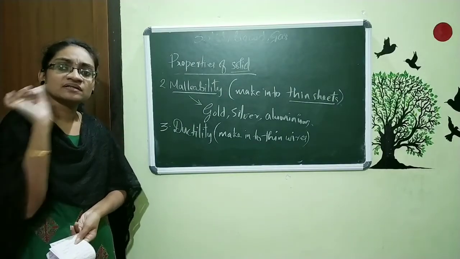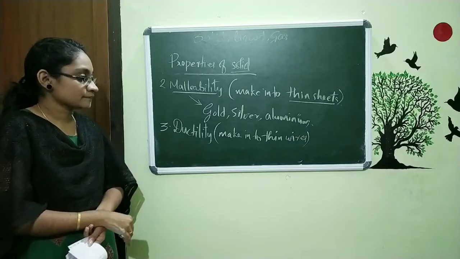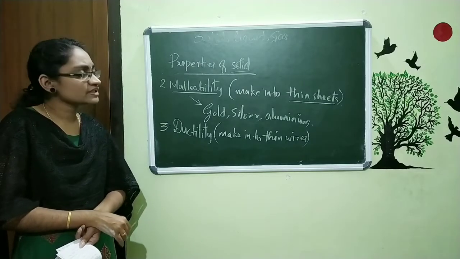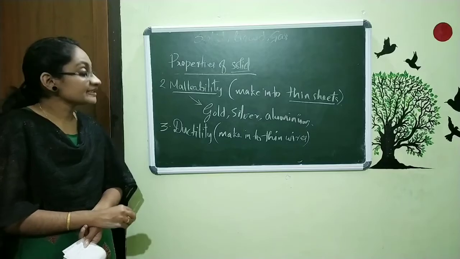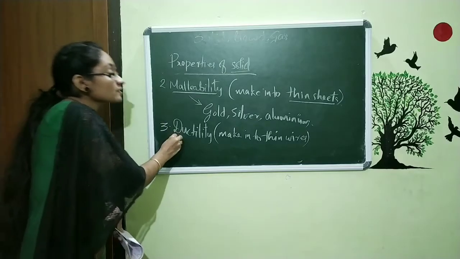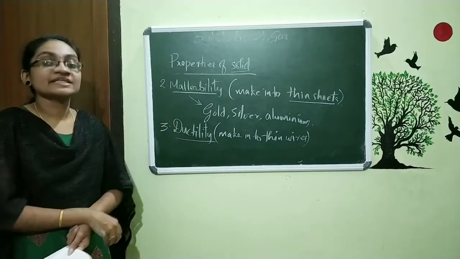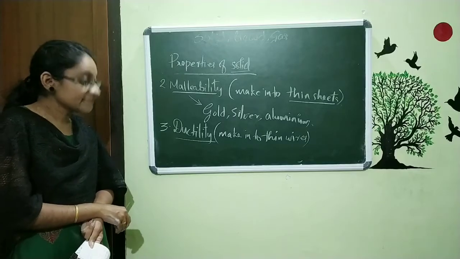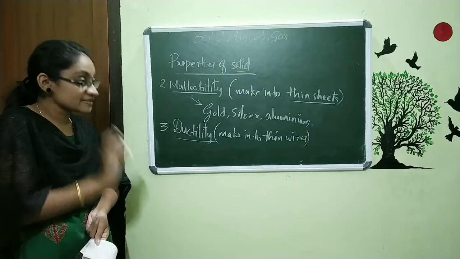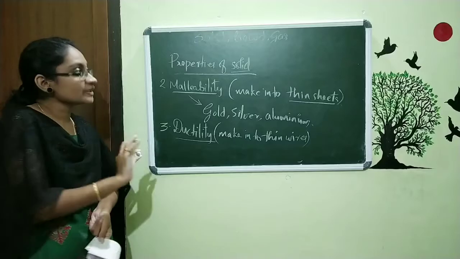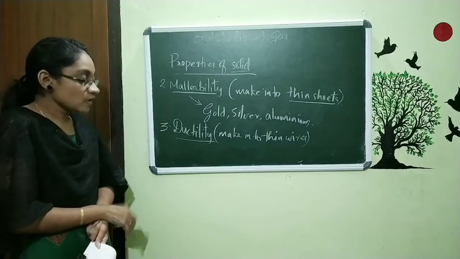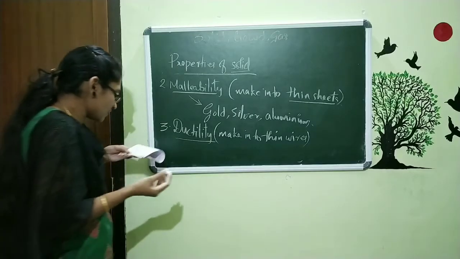They are very nice wires. And how can they be converted into such nice wires? That is because of the property of ductility. So we can say ductility is the property that we can make the substance into thin wires. This is only the property of solids. So now we are going to study some of the examples.